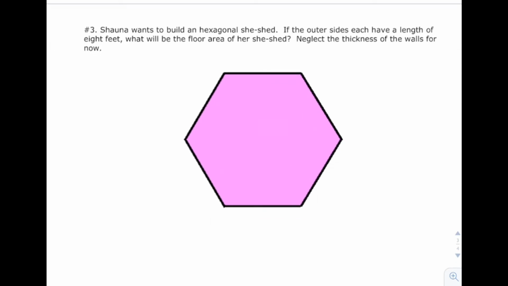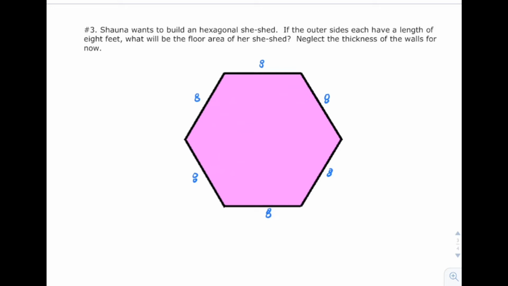Shauna wants to build a hexagonal, 6 sides, she shed. If the outer sides each have a length of 8 feet, yeah, put a number on there. That's 8 feet. That's 8 feet. That's 8 feet. You know, if they asked for the perimeter, this wouldn't be bad, right? Just add up 8 plus 8 plus 8 plus 8 plus 8 plus 8. But they didn't ask for the perimeter, they asked for the area.